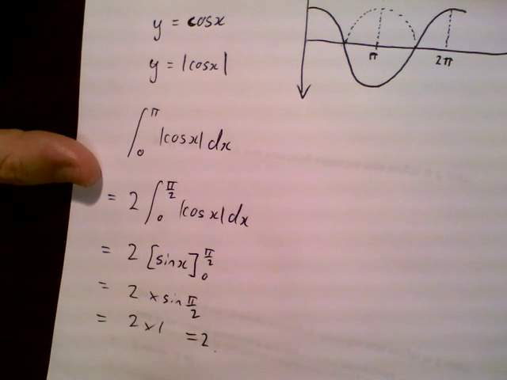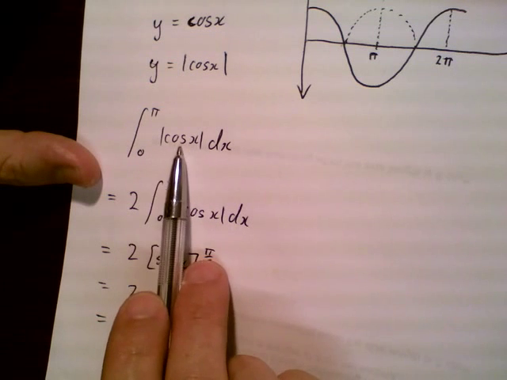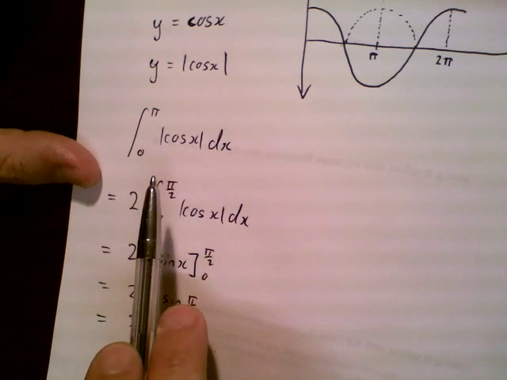So I guess with absolute value, you just have to be a little bit careful with it and just consider the parts of the function where it's negative. I guess that is the key to these types of questions.